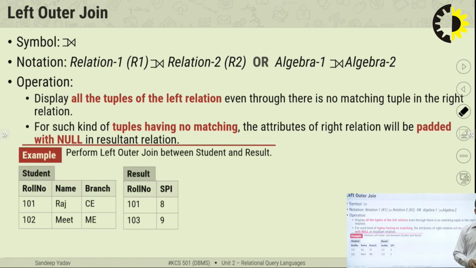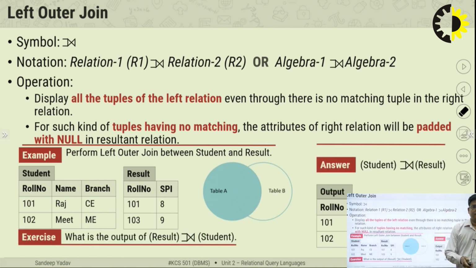Let us see this relation. Suppose we want 102 also in the result, even though there is no corresponding value in the result relation. So, for that we have to use left outer join. This is the student left outer join result. So here we are showing 102, despite that there is no matching value in 103. So SPI, there is no matching value here, so the value of SPI is null.